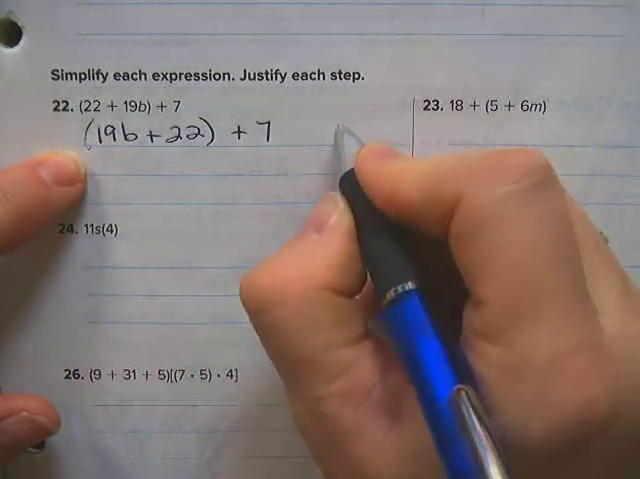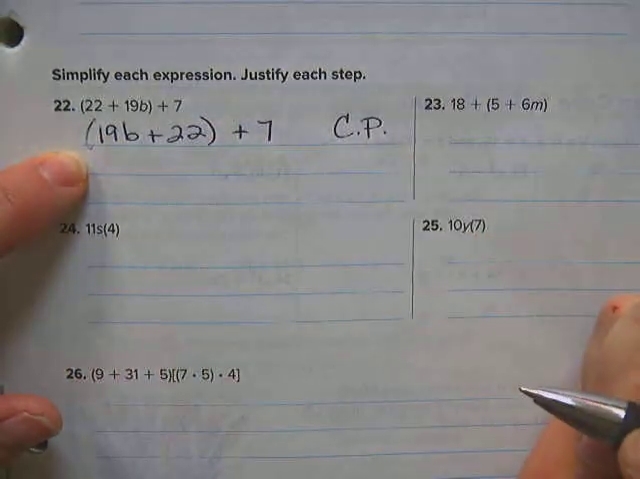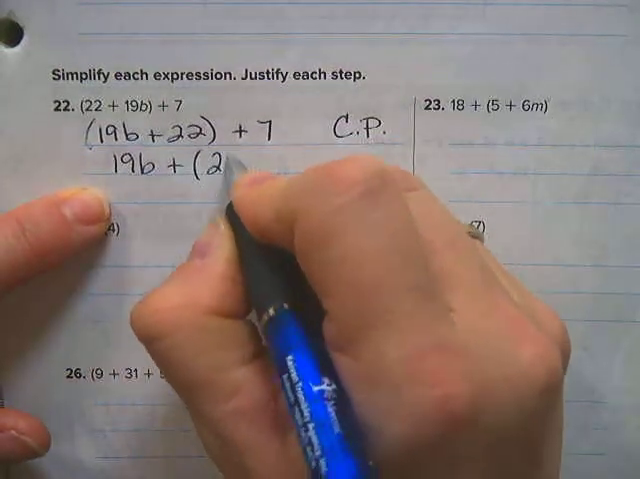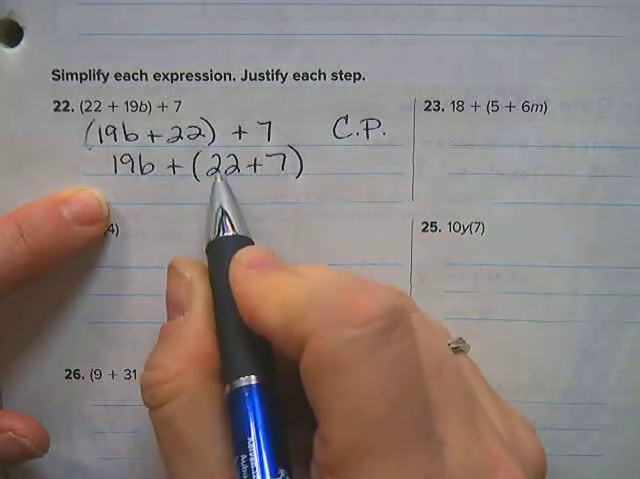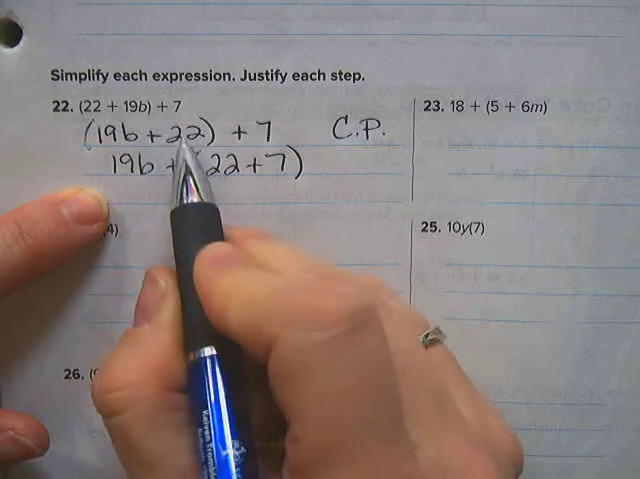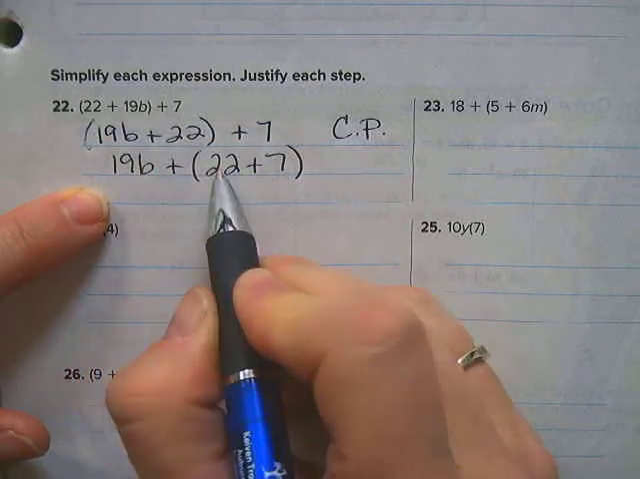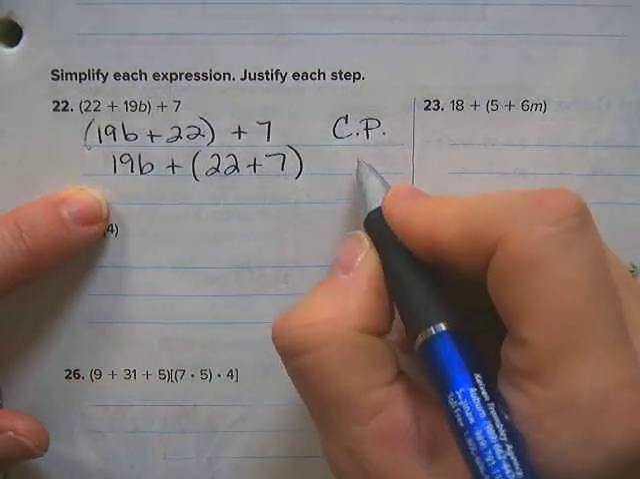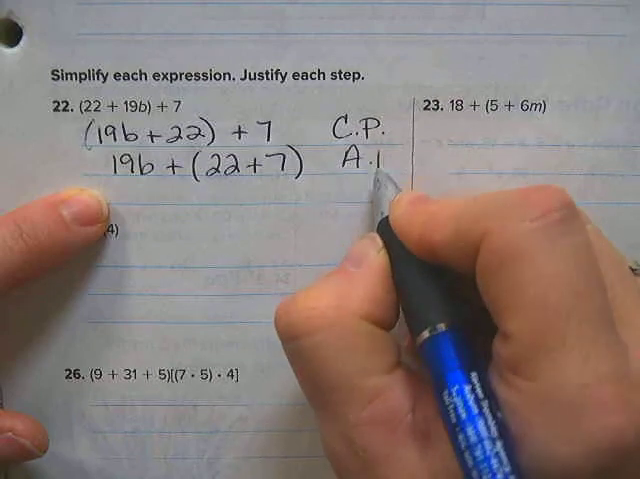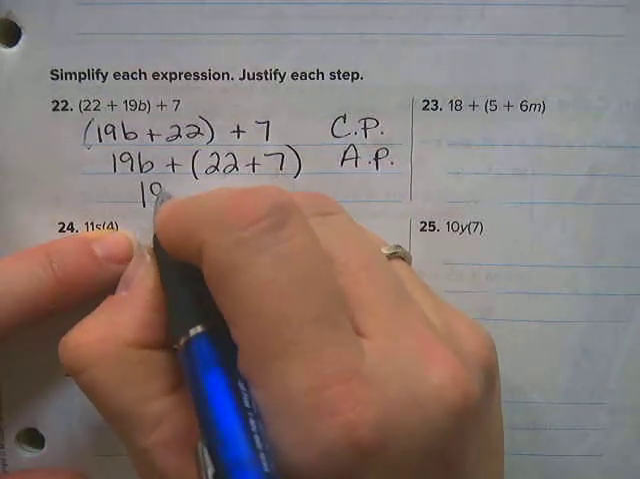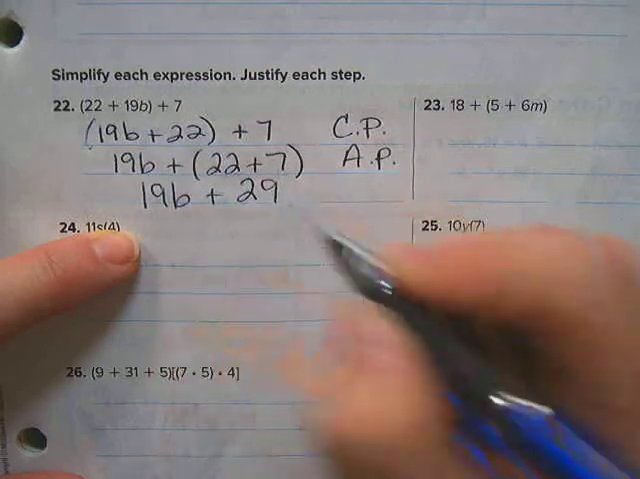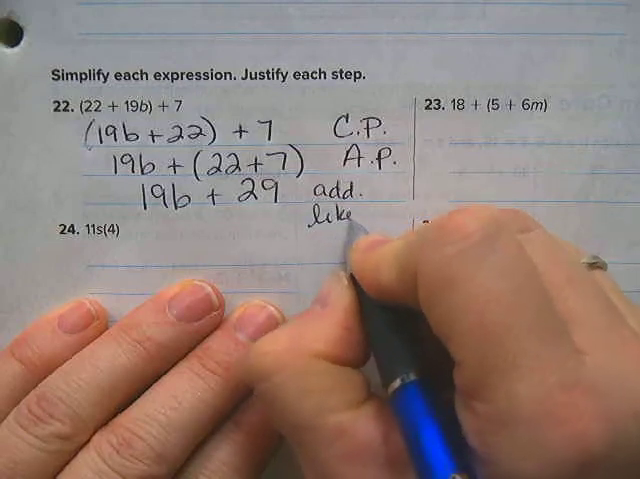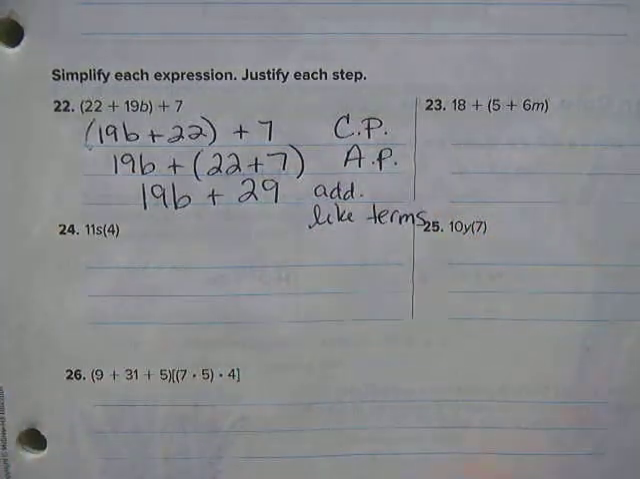And by changing the order, that's the commutative property. Then the next thing we can do is change the grouping, and we can actually put parentheses around the like terms. And notice that 19b, 22, 7, the order didn't change. What changed was their grouping or their friendship. Friendships are associative, so that's the associative property. And the last step is simply adding like terms. So that's what your work should look like for that one.